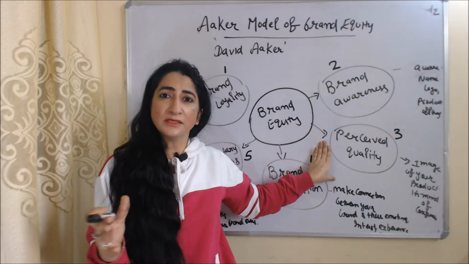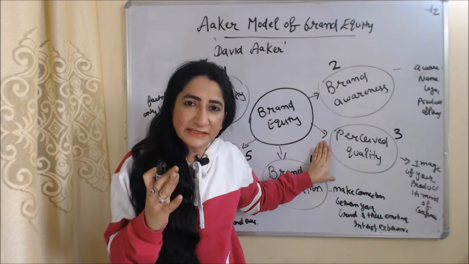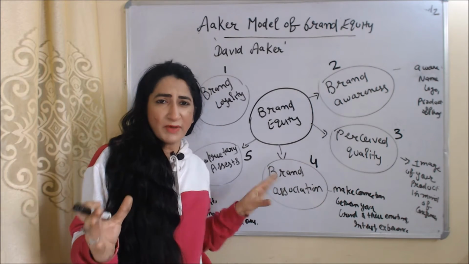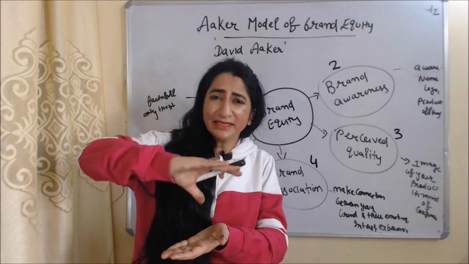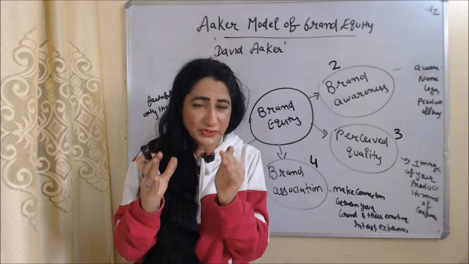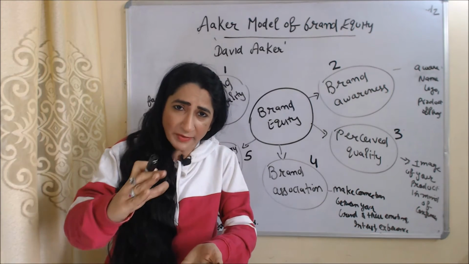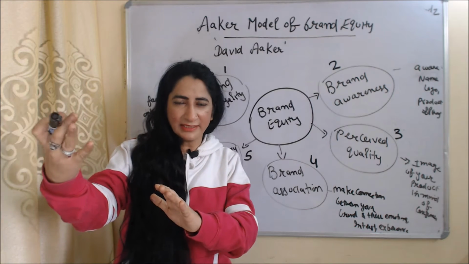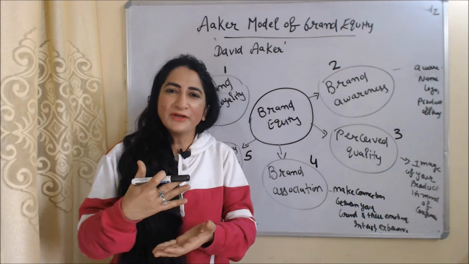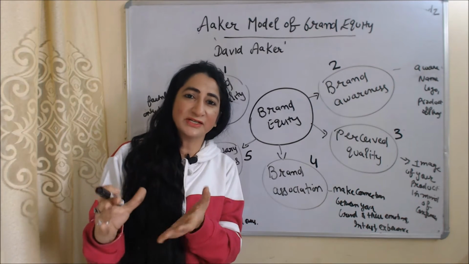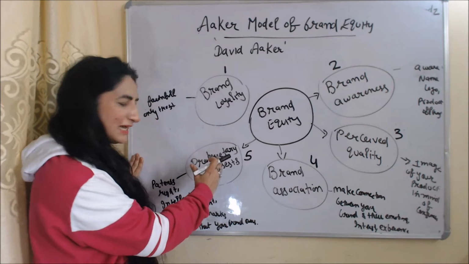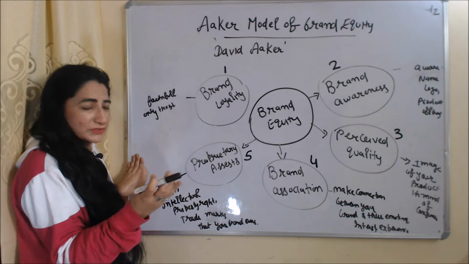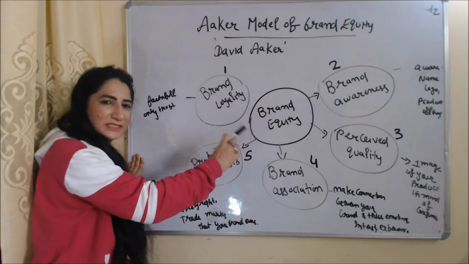Perceived quality means the image of your product in the mind of the consumer. And brand association means when the consumer makes a connection between your brand and their emotions, interests and experiences. For example, whenever a mother buys for her kids, she associates the product with her emotions. She thinks the product should be safe, soft and suitable for her kids. Last is proprietary assets. Proprietary assets include patent rights, intellectual property rights and trademarks that your brand owns. According to this model, brand equity depends on all these 5 components.